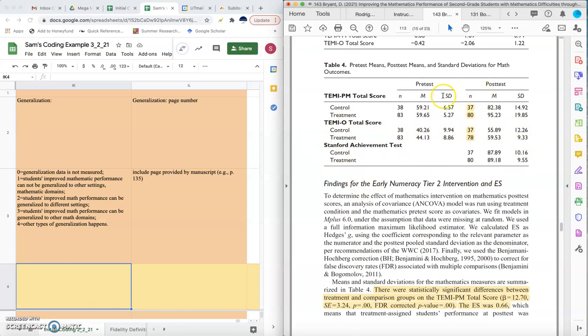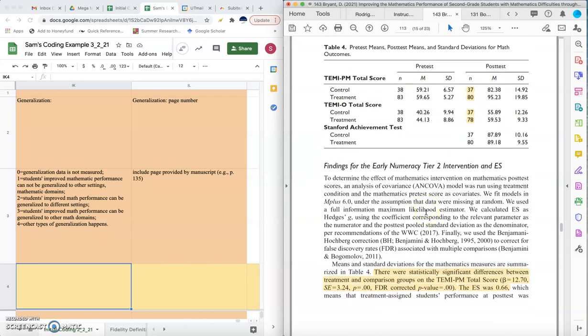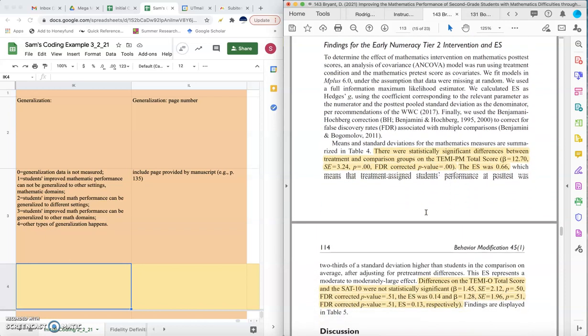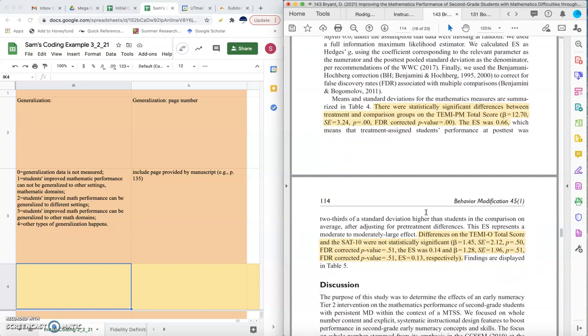So, it's hard to gauge from the results table itself, so I'm going to go into their results paragraph. And what I find out is that the students scored significantly higher on the TEMI-PM. There was a statistically significant difference. The effect size was 0.66, so they did better on the TEMI-PM. They improved, the treatment was significantly better than the control group. Yes, that's exactly what we want to hear. So they did awesome.